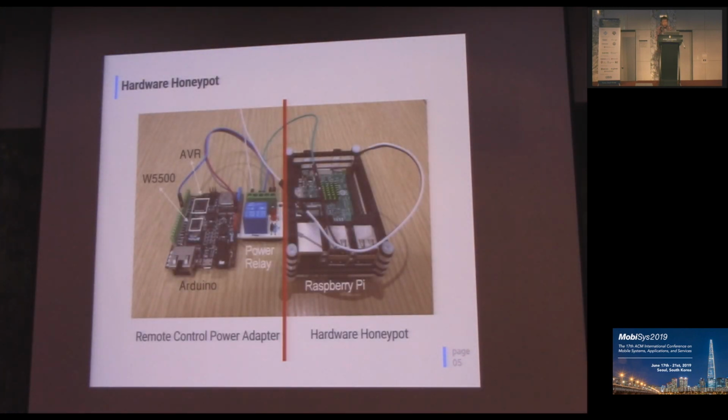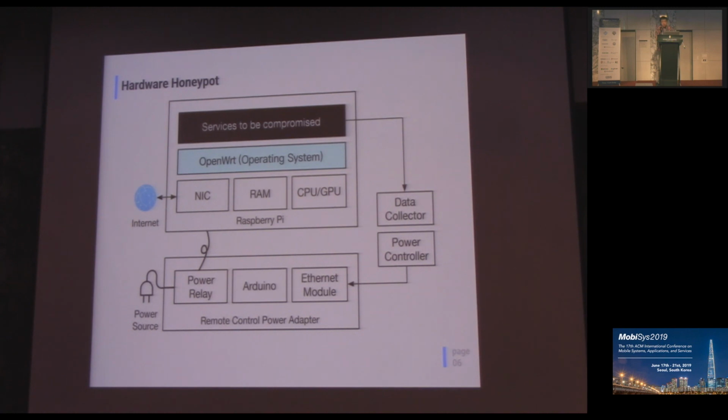So we first built a hardware honeypot. This is a photo of one of the honeypots. There are two parts. The left half is a remote control power adapter, and the right half is the hardware honeypot itself. This diagram shows the details. The upper component is the honeypot itself, which is composed of three parts. First, the basic hardware, including the network interface card, the RAM, and the CPU. Second, the OpenWRT operating system. And third, the services for tracking attackers. In this implementation, we use SSH and Telnet services. The SSH service is provided by Dropbear, and the Telnet is provided by BusyBox. Dropbear and BusyBox are two very popular utilities in embedded systems.